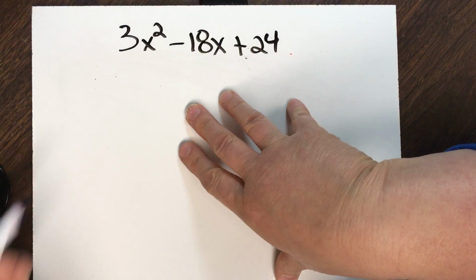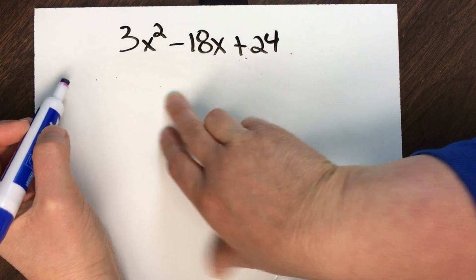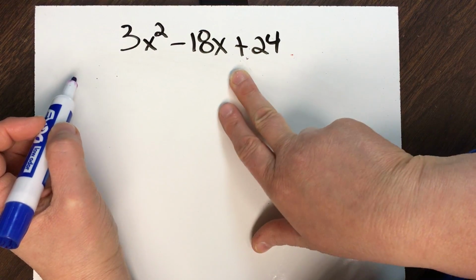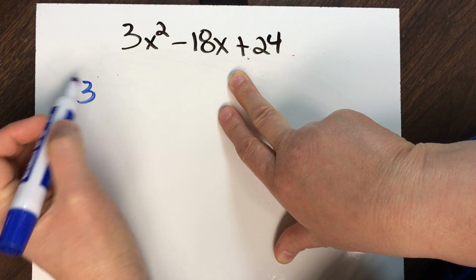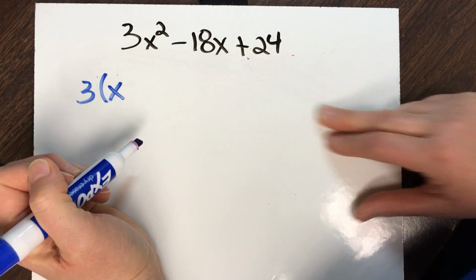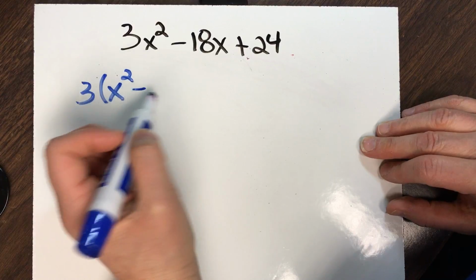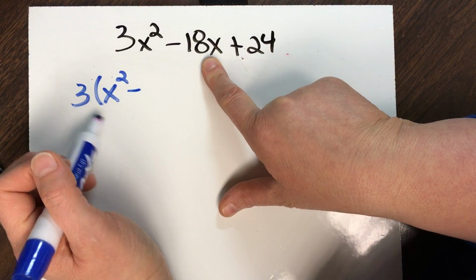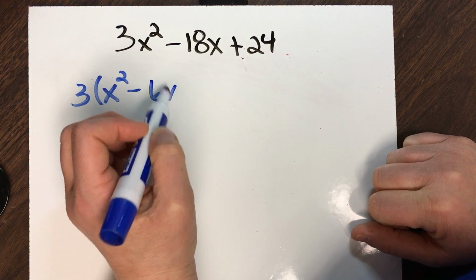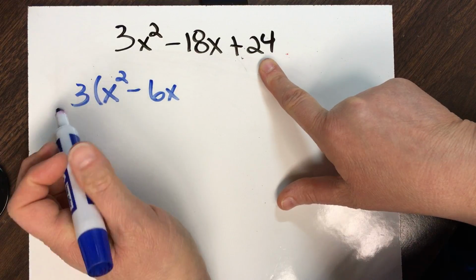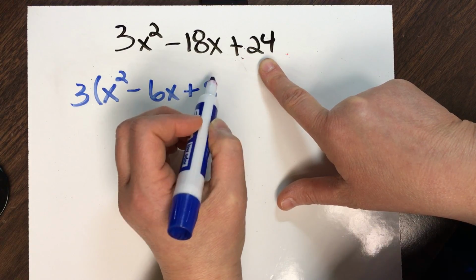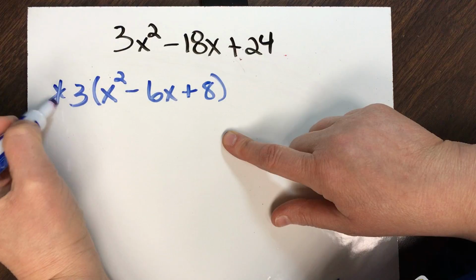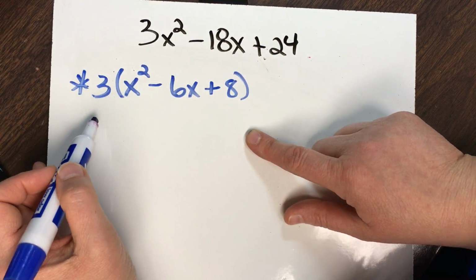All right, so I'm going to try not to forget it this time, but I am going to factor out my GCF. So in these 3 terms, I can pull out a 3. So I need my x squared. 18, negative 18 divided by 3 is negative 6x. 24 divided by 3 is 8. All right, let's see if I can remember that this time.